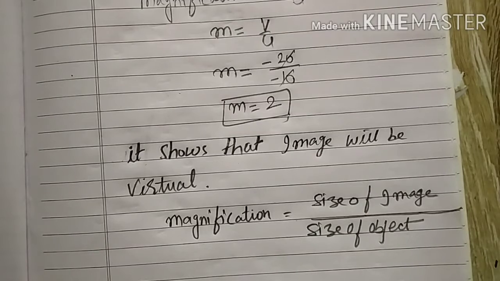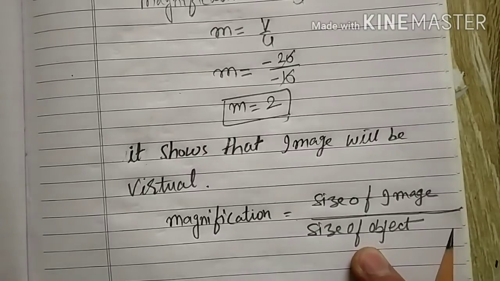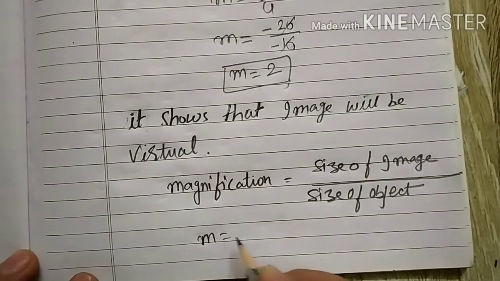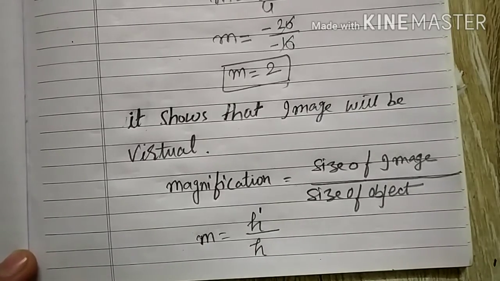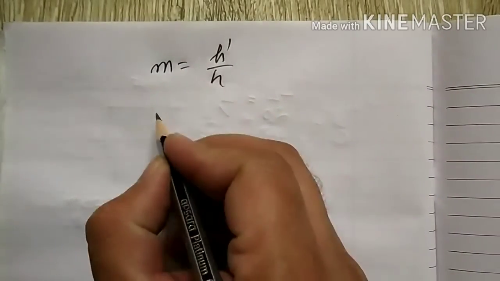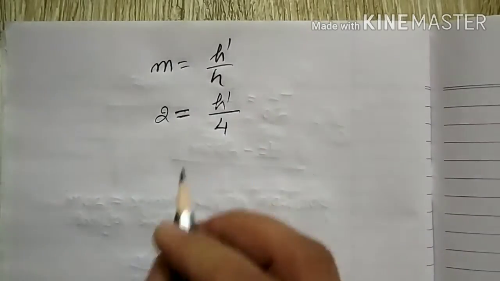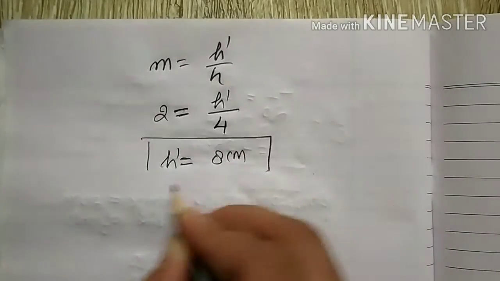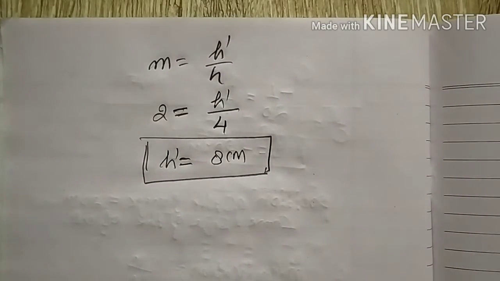As we know, one more formula of magnification says that it is the size of the image upon the size of the object. This formula we also already discussed in our classes: M equals height of image, we can say h dash, upon height of object, h only. So we'll apply this formula. The value of magnification we already found earlier, it was 2 only, and the size of the image we want to know, and the size of the object is given as 4. So the size of the image will be 8 centimeter. I hope you understood very well all the values asked by the question.